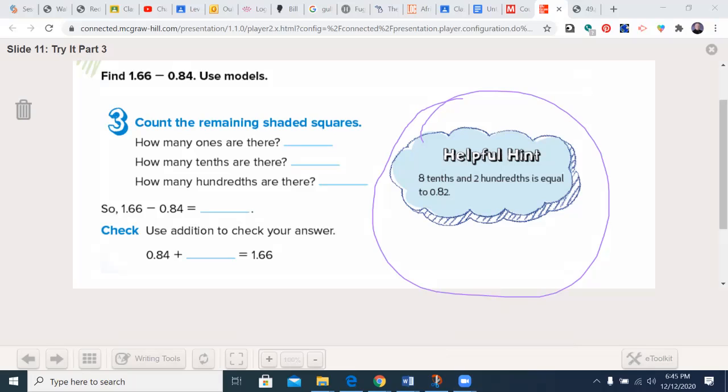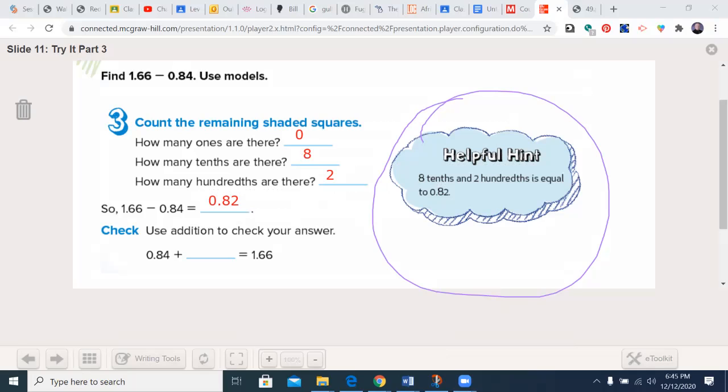So when we looked, there were 0 ones. There were 8 tenths still in pink, well, yellow on mine, and there were 2 hundredths. So my answer, 0.82. Notice I just take these numbers. There's a decimal place between the whole numbers and the decimals. And you have the 82.